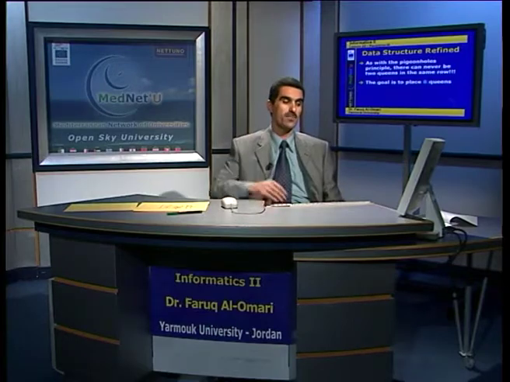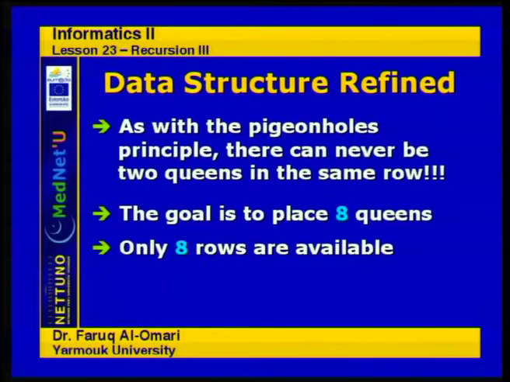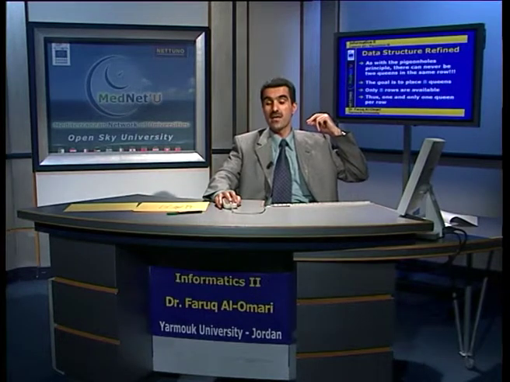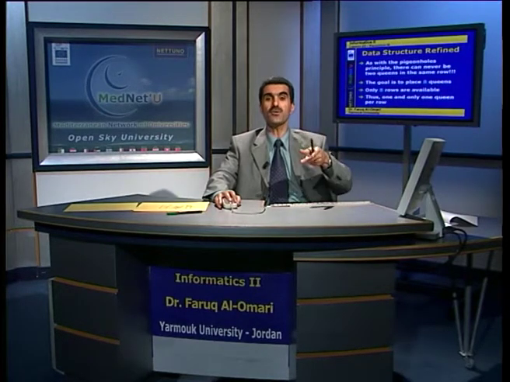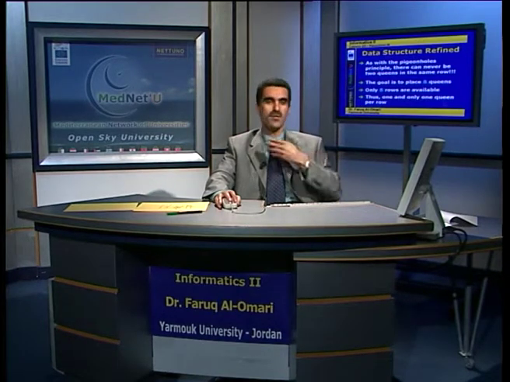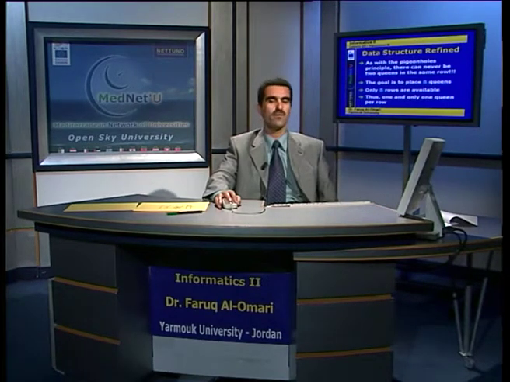The goal is then to place 8 queens. Only 8 rows are available. Thus, 1 and only 1 queen per row. So that means once you place a queen on a certain row, forget the rest of the cells in that row because they're not part of your solution for sure.